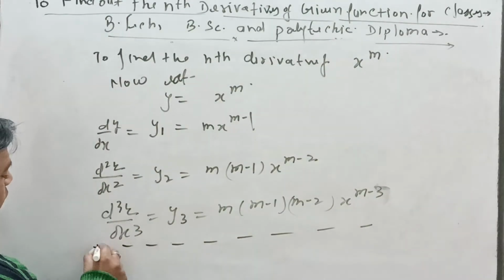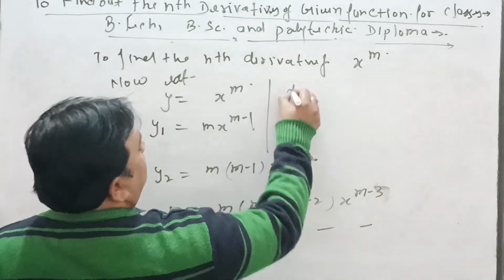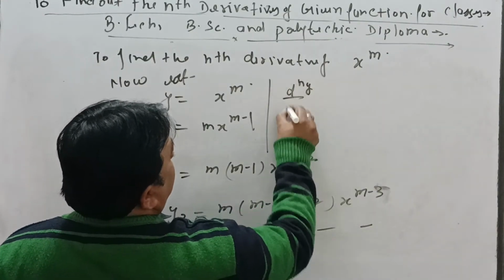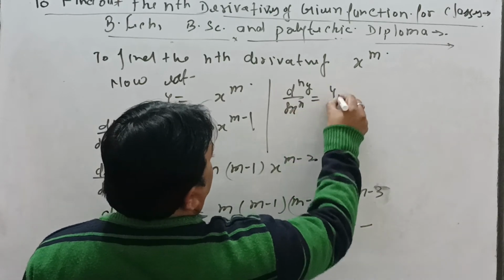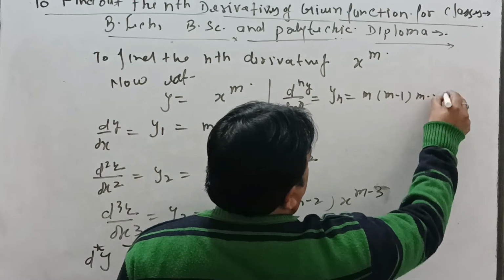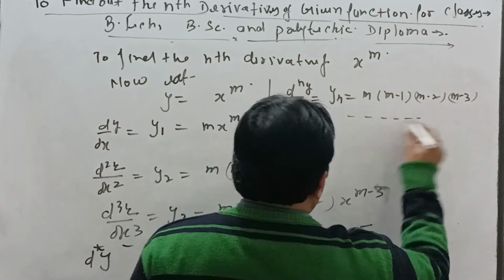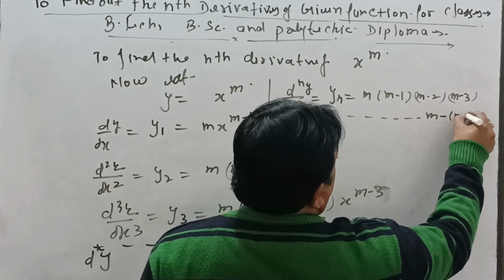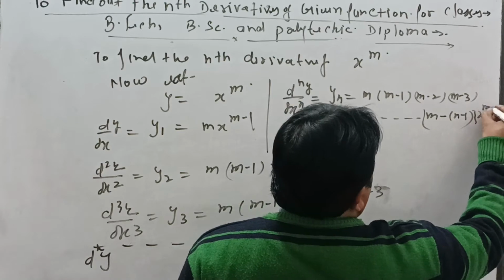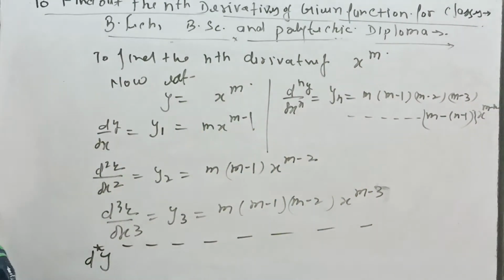We write d to the power n y over dx to the power n, yn, equals m times m minus 1 times m minus 2 times m minus 3 and so on up to m minus n plus 1, times x to the power m minus n.